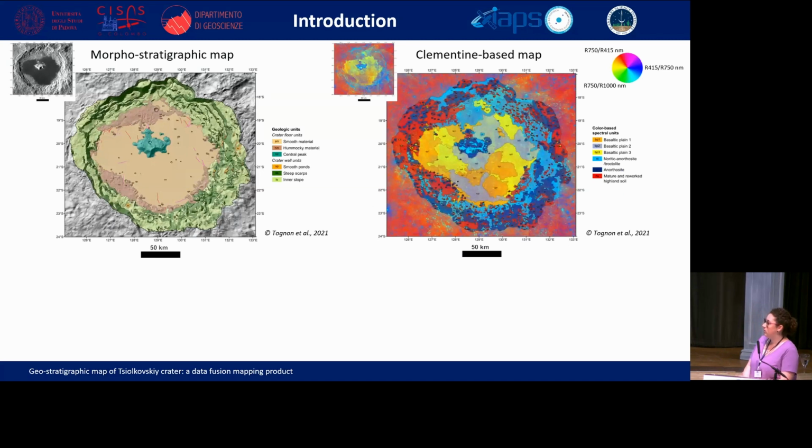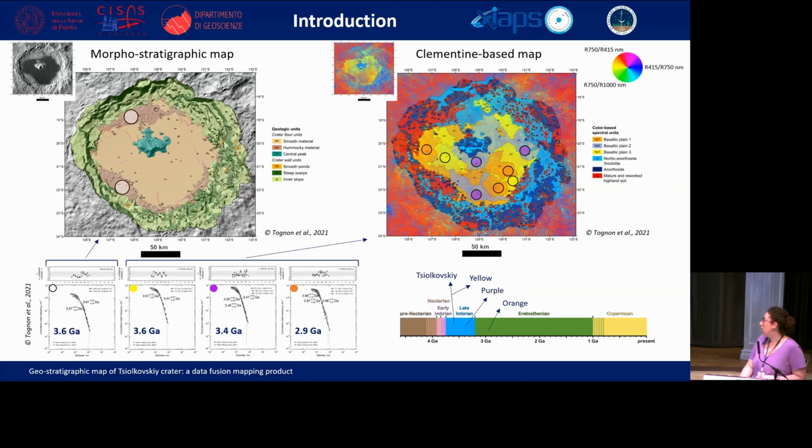Recently, for Tsiolkovskiy, both a morphostratigraphic and a Clementine-based map were produced. The correlation of the two maps allowed the first correlation between the different geologic units and the compositional information that can be derived from the Clementine color mosaic. So we have a large smooth basaltic plain surrounded by noritic anorthosites and anorthosites scattered on the highland soil material, correlated with the distribution of the hummocky floor material and the slope material.